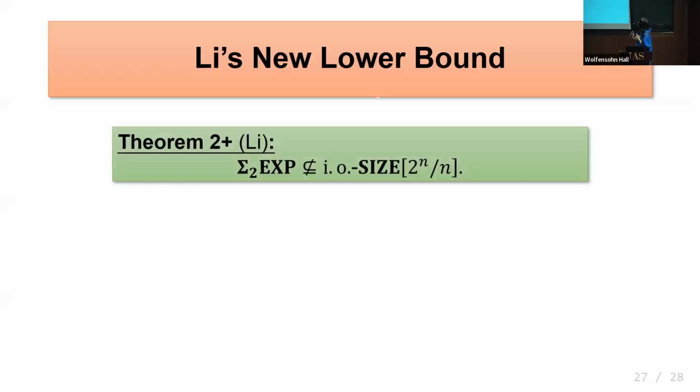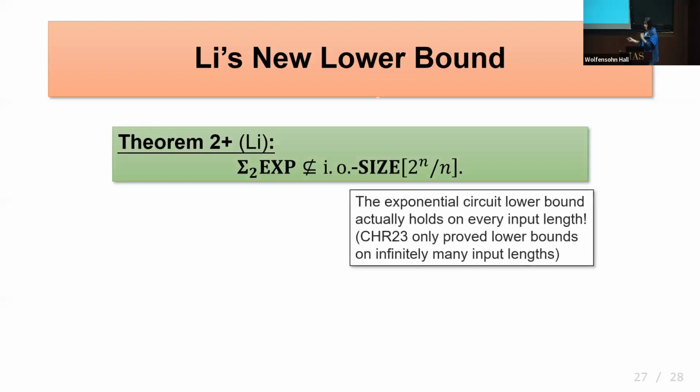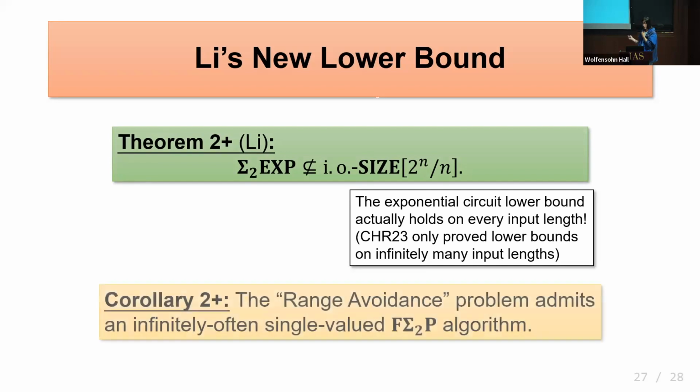So Zhou showed an improvement to our lower bounds, and he improved it to almost everywhere. He showed there's a hard function in Sigma 2 EXP that for every input length is hard against exponential size circuits. For comparison, our lower bound is only that the function is hard for infinitely many input lengths. And he also improved our algorithm for range avoidance to a true algorithm, which works almost everywhere. Previously, our algorithm only worked on infinitely many input lengths.